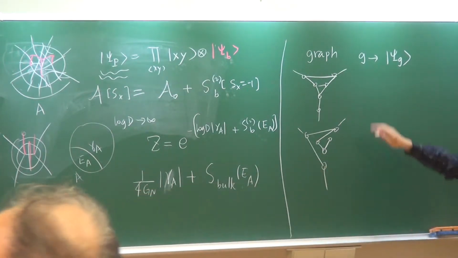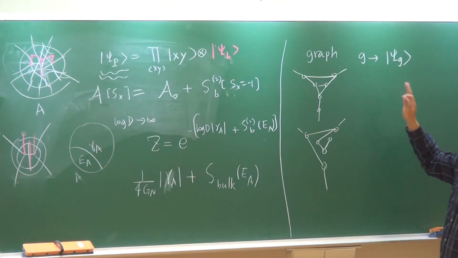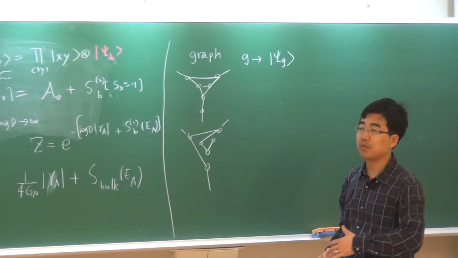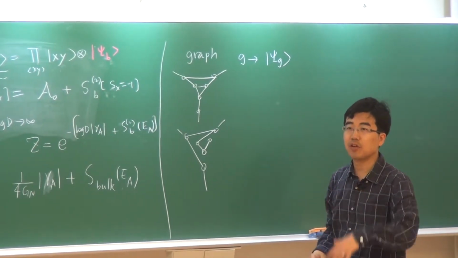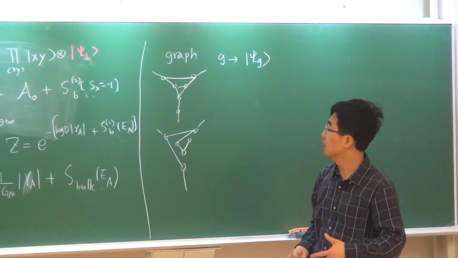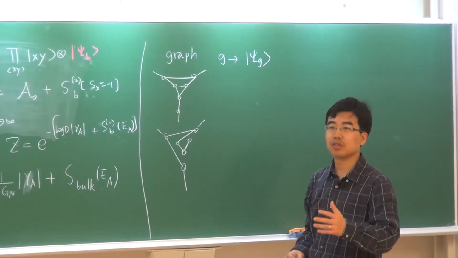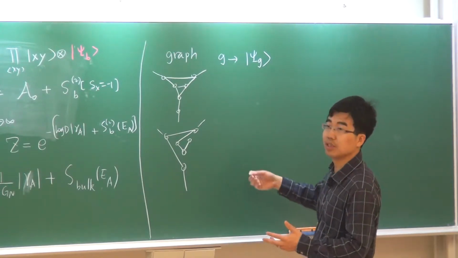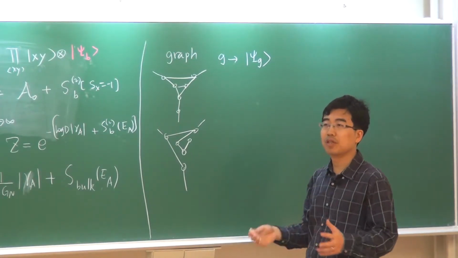So the question is, is this a complete basis? If this is a complete basis, then I can use them to map the boundary states to the bulk. The general boundary states can be expanded in this basis, and it becomes a sum over different geometries. And then the complementary question is, is this basis complete or overcomplete?